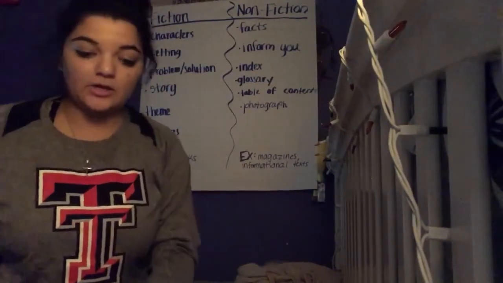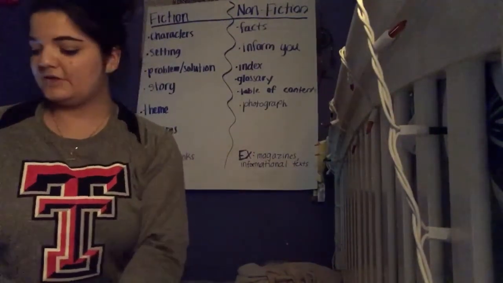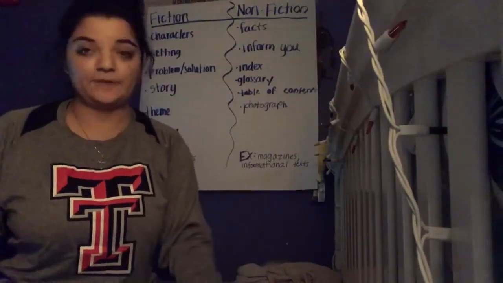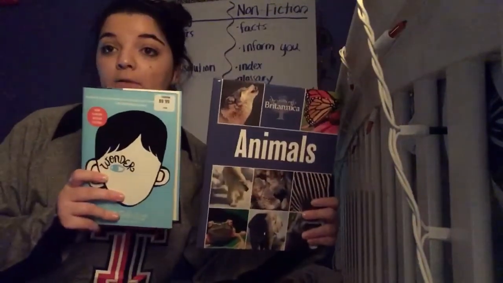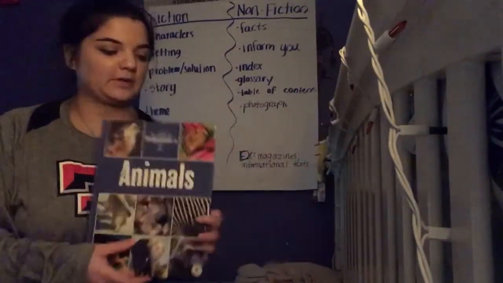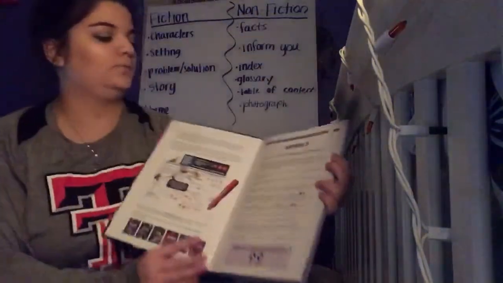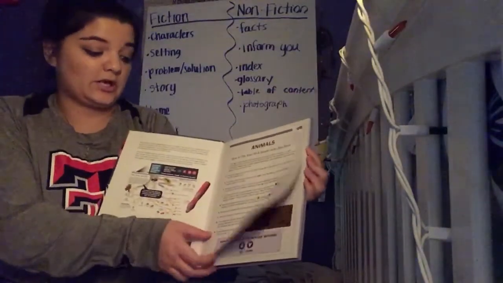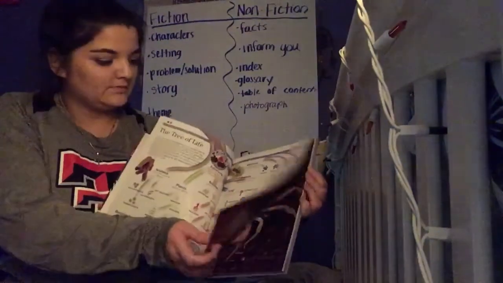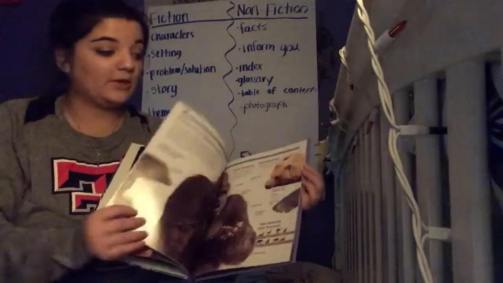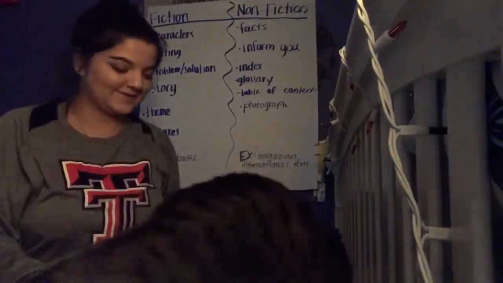So before we break off into groups for our book sort, I have two different examples here for you to figure out. I have the book Wonder, and I have a book about animals. So let's flip through them really quick. Animals, the main thing I see, we open it up, and there's a lot of information. There's a table of contents, and it looks like they're telling us a lot of facts about animals. And let's see if there's a glossary at the end.